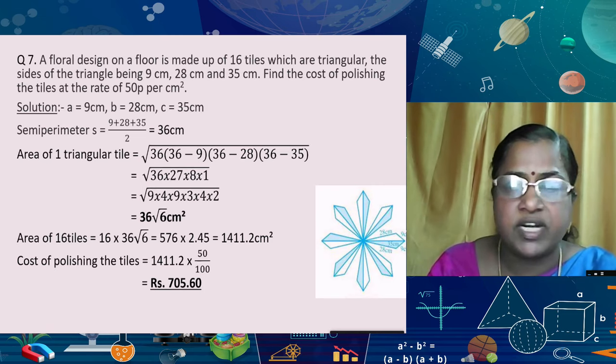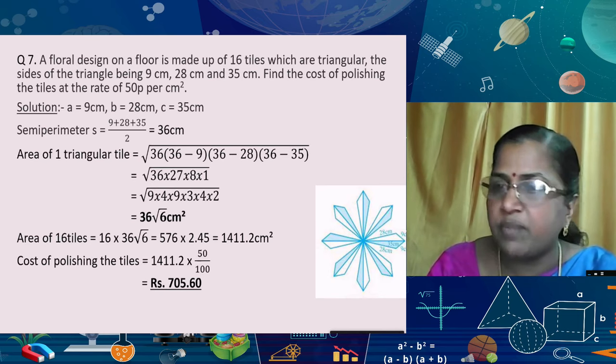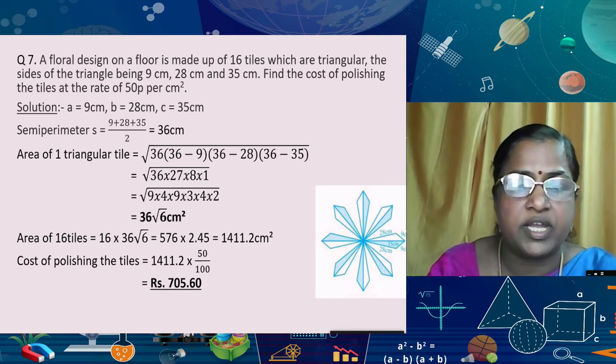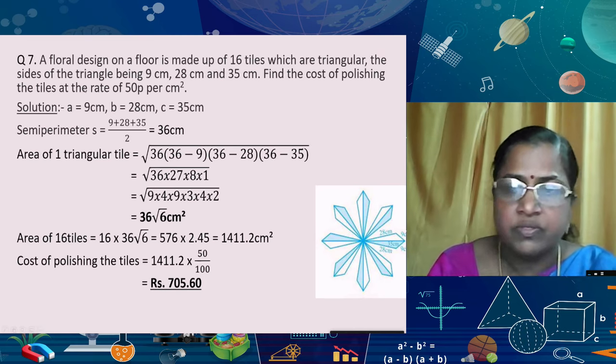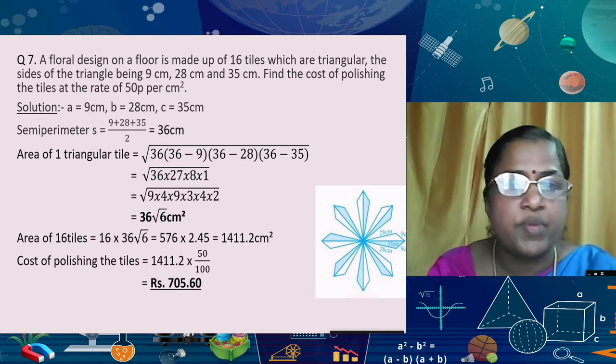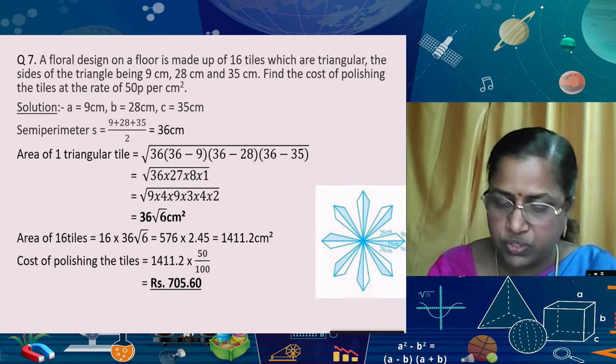It is 1411.2 into 50 upon 100, that is multiplied by 1 by 2. We get the answer as 705.60. Now in this manner, we can find the area of so many triangles and also the cost of different types of shapes.